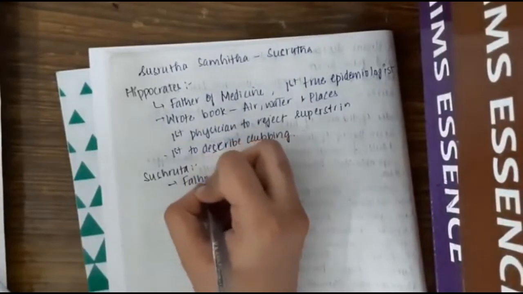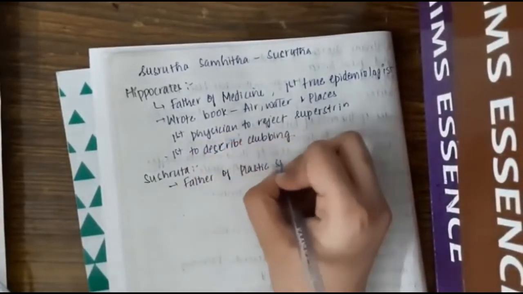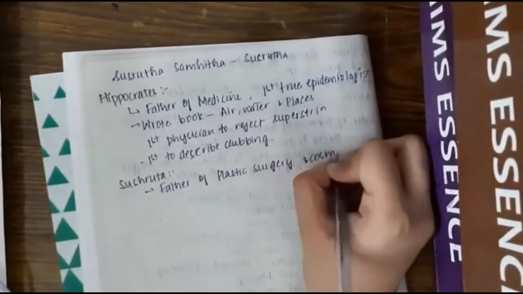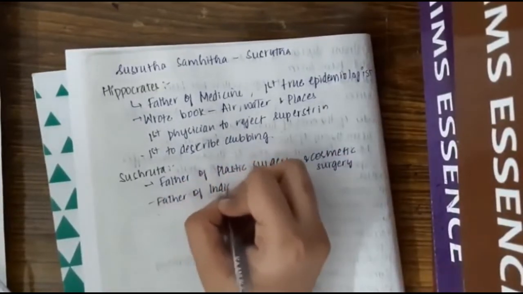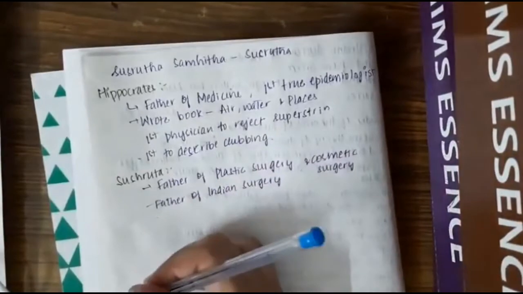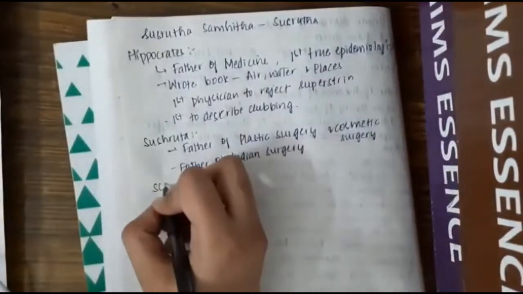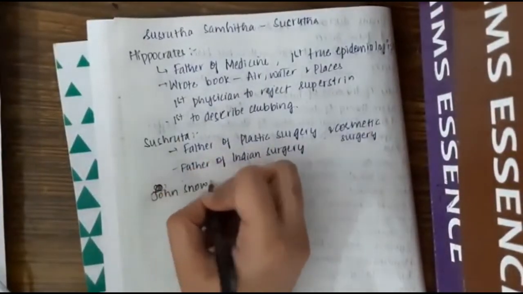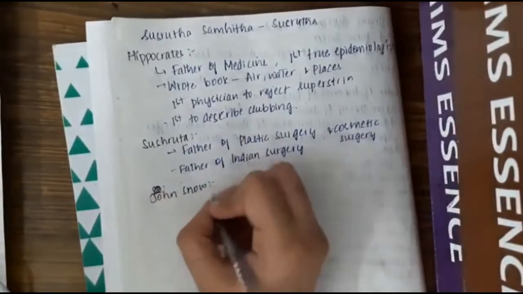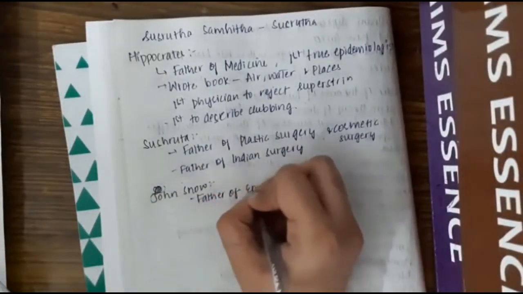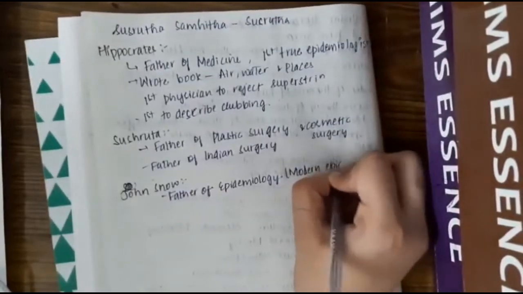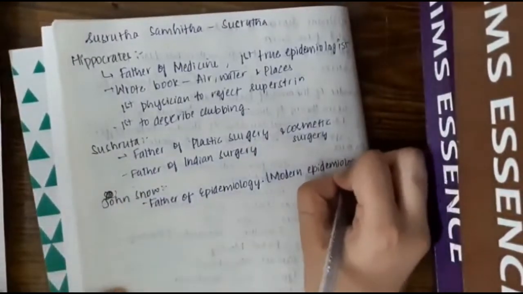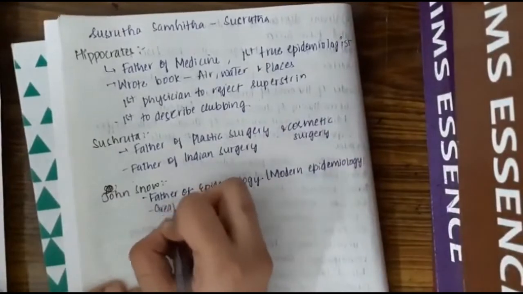Next we have Susruta. Susruta is regarded as father of plastic surgery and cosmetic surgery. Susruta is the father of Indian surgery. Next let us learn about John Snow. John Snow is regarded as father of epidemiology or modern epidemiology. John Snow is the greatest doctor.